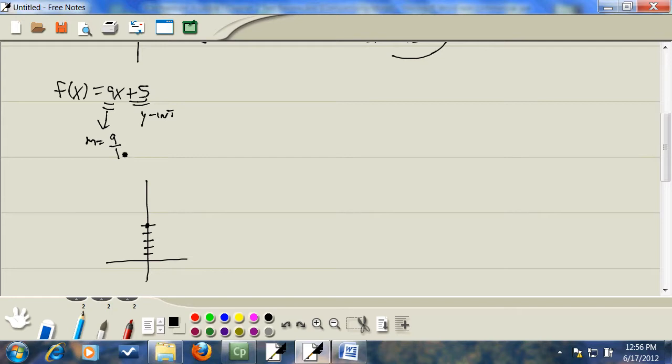Now this is a change in y over change in x, our slope. So that means up 9 and right 1. Up 9: 2, 3, 4, 5, 6, 7, 8, 9. And right 1. And that'd be our point. And we draw a line through it. And that's our answer.